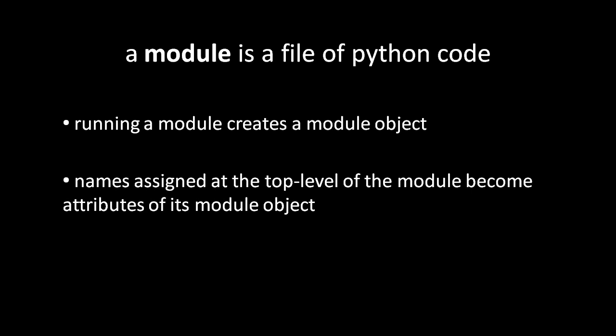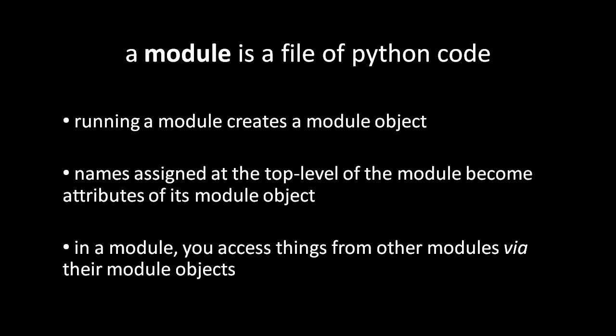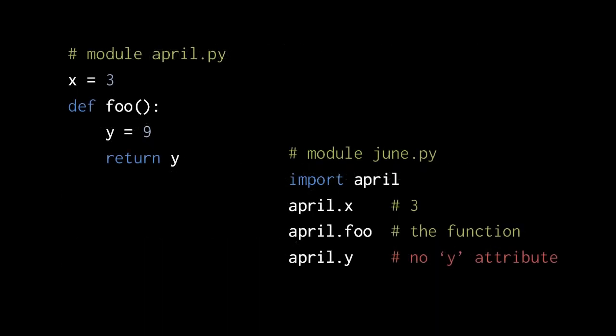This is how you can have multiple modules tied together. Within one module, if we want to invoke, say, a function defined in another, we just need to access it as an attribute from the module object representing that other module. Consider this example. Say we have two files of Python source code, one called april.py, the other called june.py. In the April module, two names get assigned to at the top level. First, a variable x is given the value 3, and then the def statement creates a function object which it assigns to the variable foo. So the April module object ends up with two attributes, x and foo.